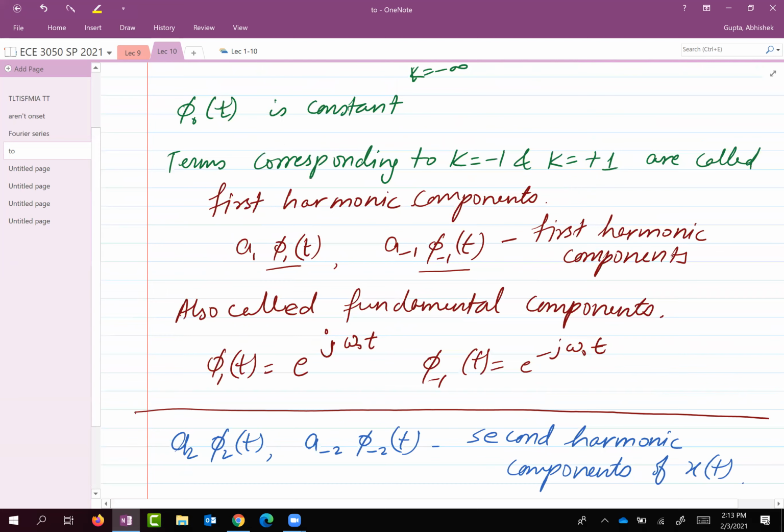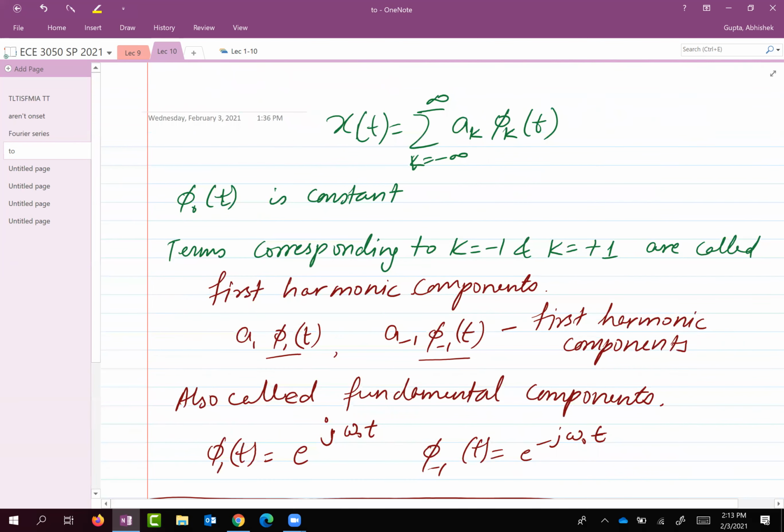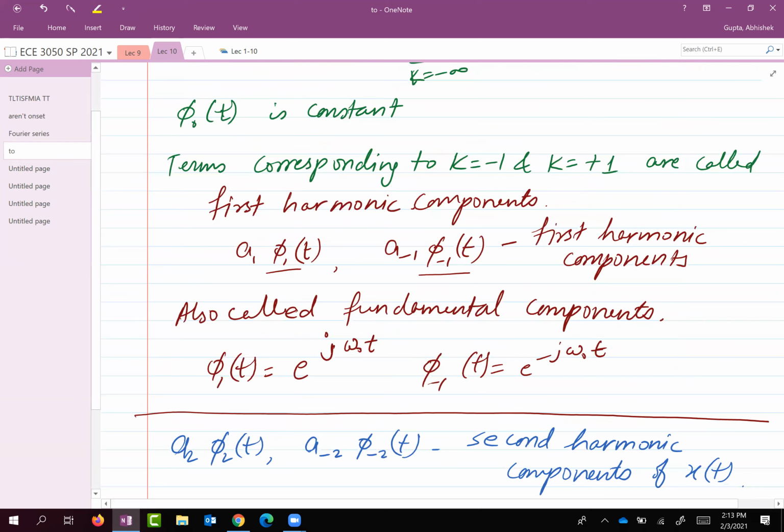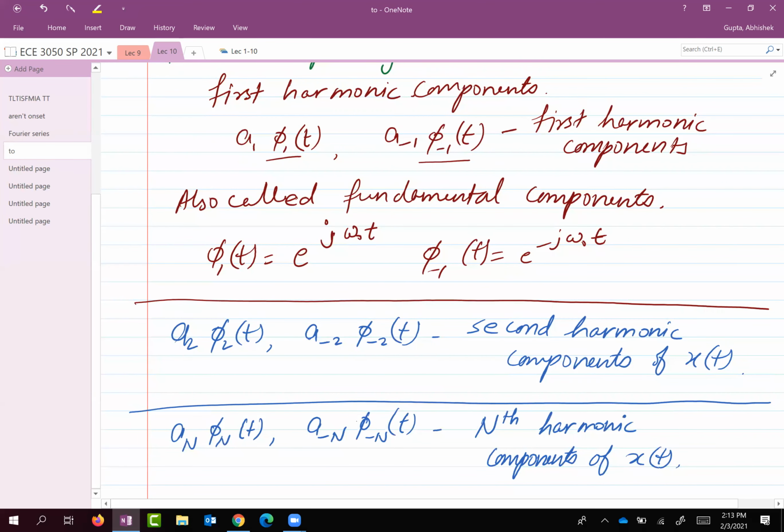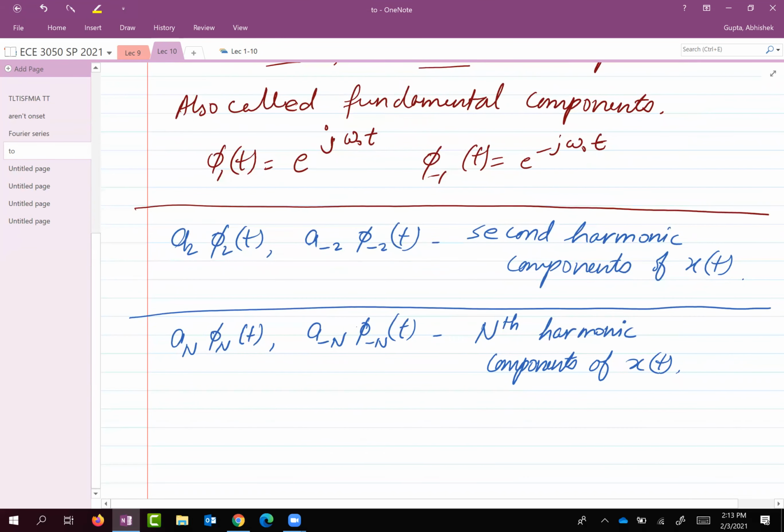So I give you a periodic signal x, and I ask you what's the first harmonic component of x. You have to compute a1 phi1 of t and a minus 1 phi minus 1 of t. And we'll go over the computational scheme in a bit. And if I ask you what's the nth harmonic component, then you're supposed to answer an phi n of t and a minus n phi minus n of t. Those are the nth harmonic components of x of t. Okay.